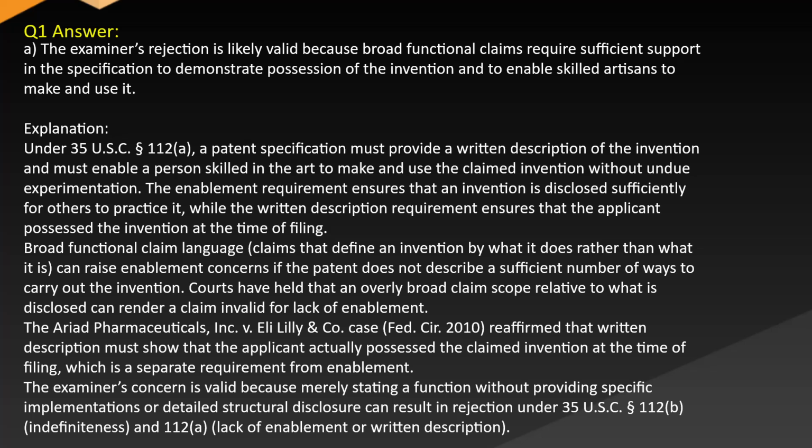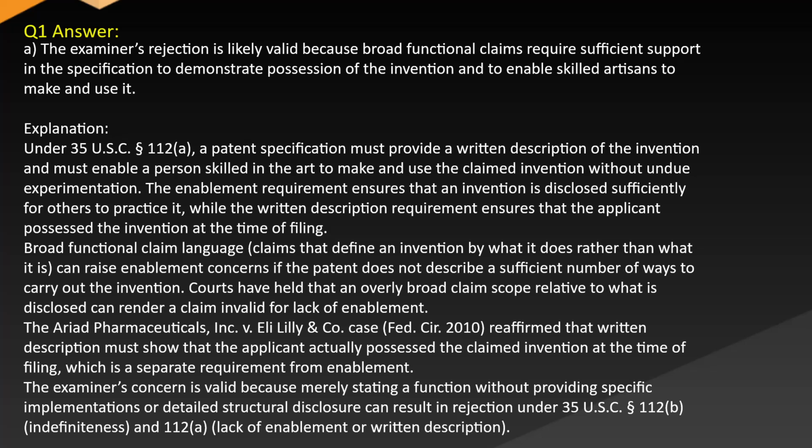The enablement requirement ensures that an invention is disclosed sufficiently for others to practice it, while the written description requirement ensures that the applicant possessed the invention at the time of filing. Broad functional claim language, which claims an invention by what it does rather than what it is, can raise enablement concerns if the patent does not describe a sufficient number of ways to carry out the invention.